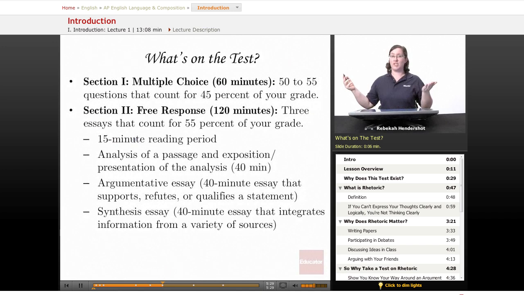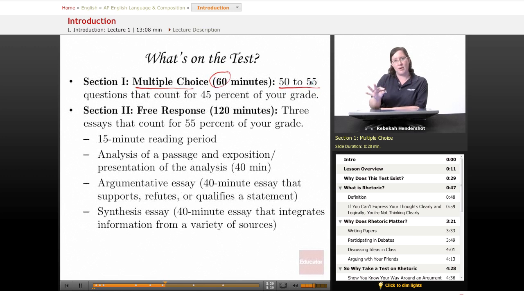So, what's on the test? What are you actually going to be tested on? How do we beat this thing? Section 1 of the test is multiple choice. You've taken a billion of these tests. You're going to get 60 minutes for 50 to 55 multiple choice questions that count for 45% of your grade.